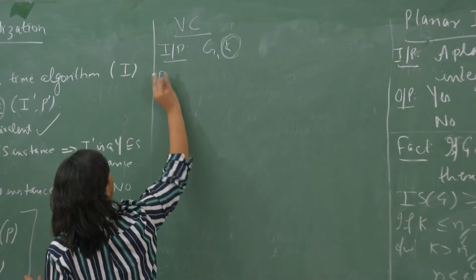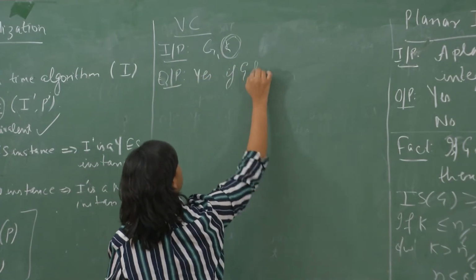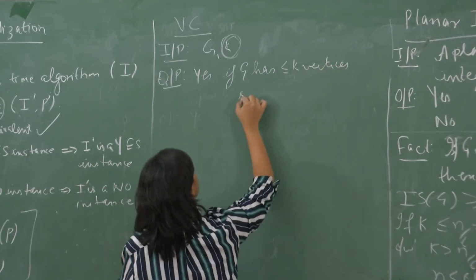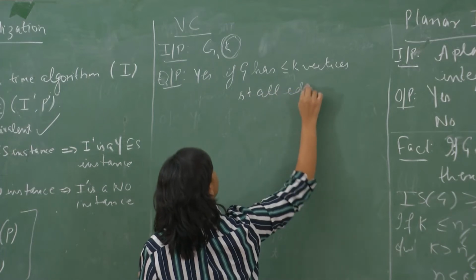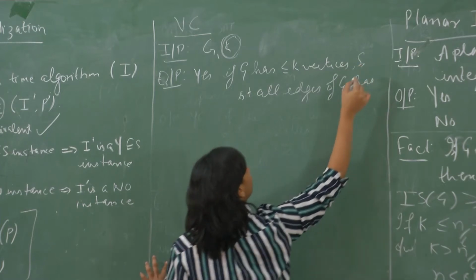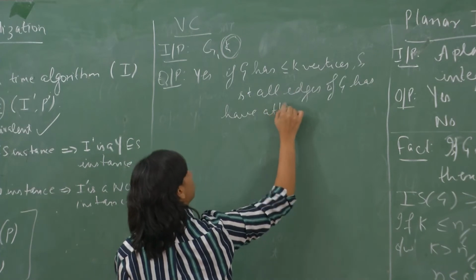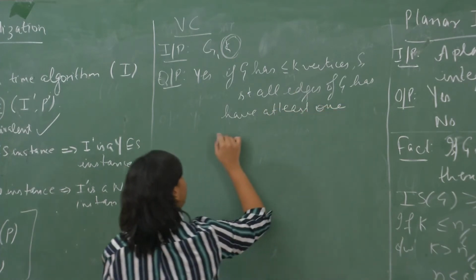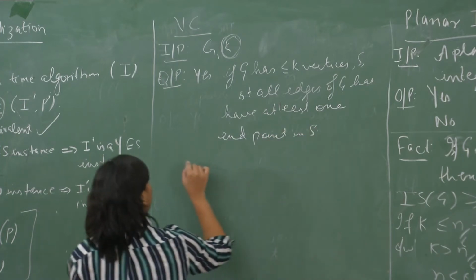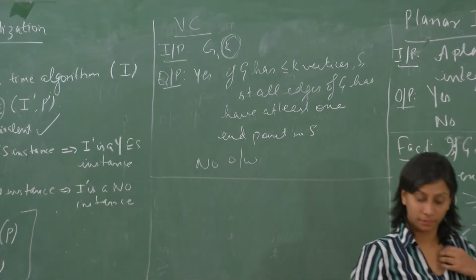And output is yes if G has at most k vertices, let's say a set S of k vertices, such that all edges of G have at least one endpoint in S, and no otherwise. Okay.